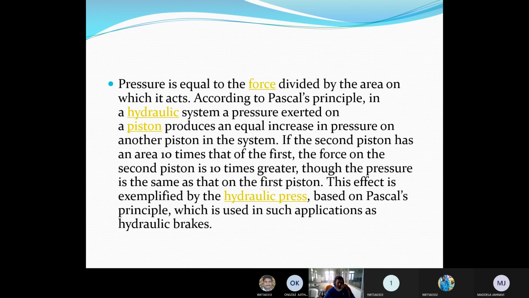According to Pascal's principle, in a hydraulic system, pressure exerted on a piston produces an equal increase in pressure on another piston in the system. If the second piston has an area 10 times that of the first piston, the force on the second piston is 10 times greater, though the pressure is the same as that on the first piston. This effect is exemplified by the hydraulic press based on Pascal's law, which is used in applications such as hydraulic brakes. Intensity of pressure is the same in all directions.